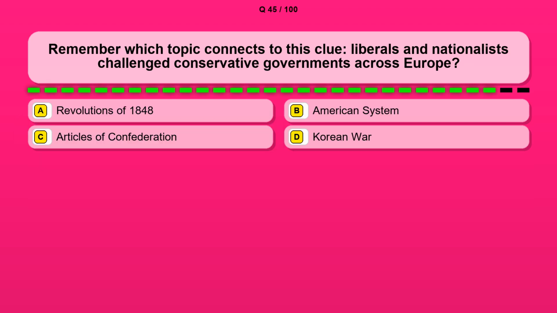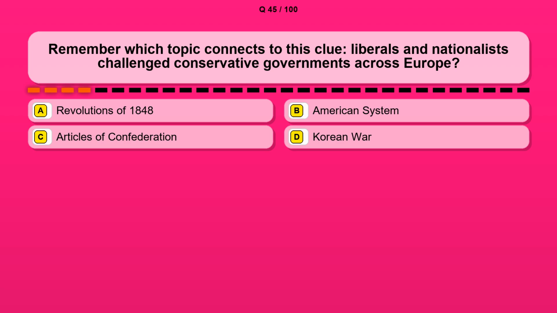Question 45. Remember which topic connects to this clue. Liberals and nationalists challenged conservative governments across Europe? Option A, revolutions of 1848. Option B, American system. Option C, Articles of Confederation. Option D, Korean War.